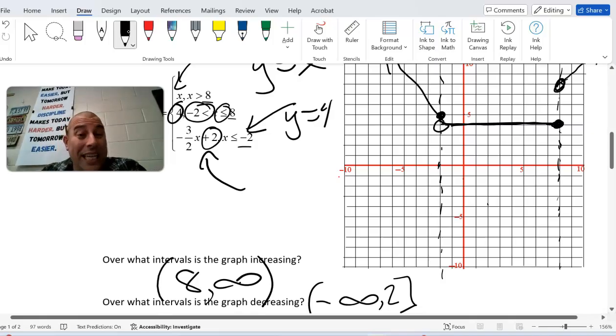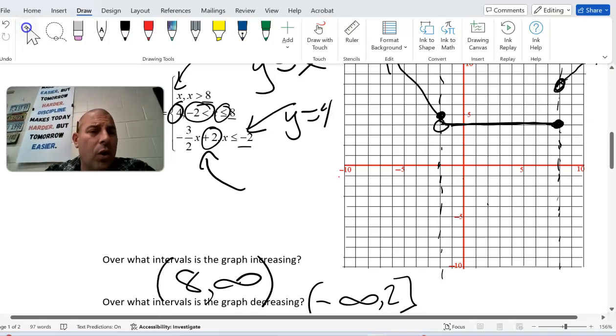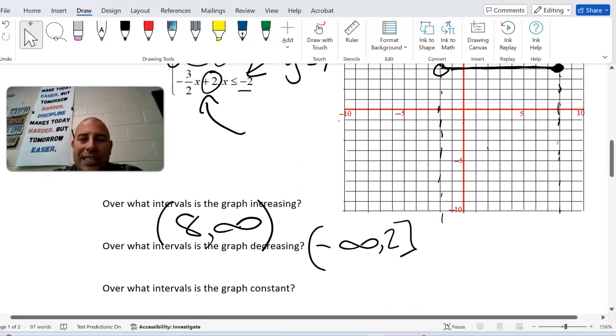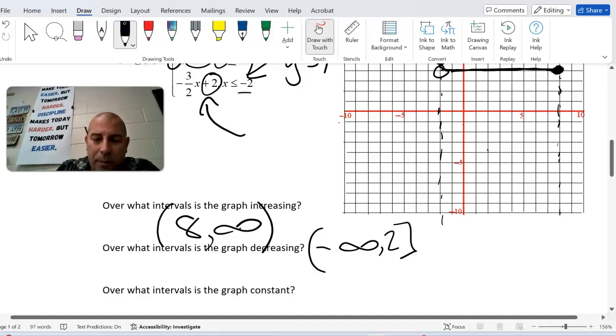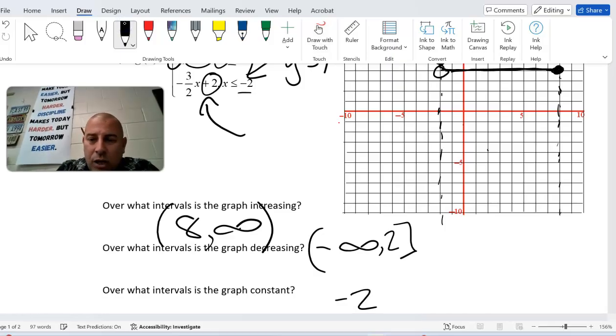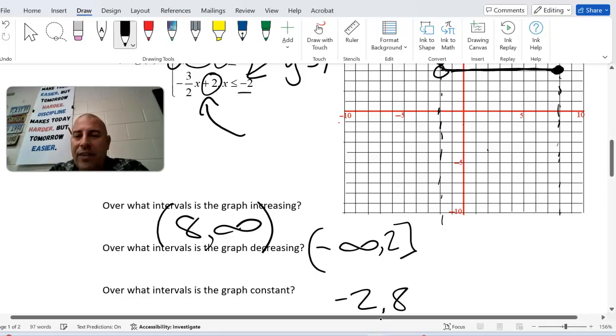Okay, and then where are we constant? Well, constant, again, that's that horizontal line, and you can see right there at the top of the page. That's when we're going from negative 2 to a positive 8. I've got an open circle, so parentheses. I've got it shaded on my 8, so that's where my bracket's going to end up being.